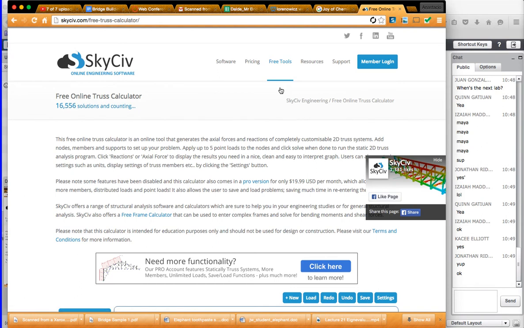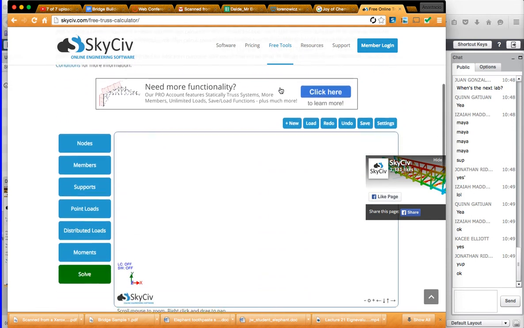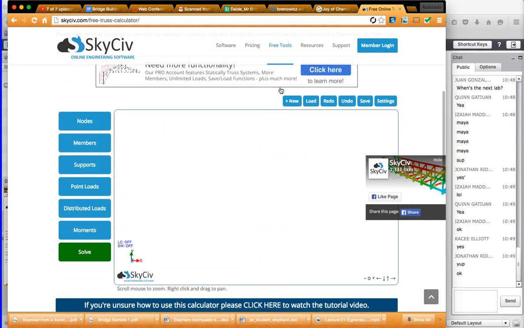Anyway, here's what the program looks like. Got it? Now, if I go back to my paper, I can easily put in all of the nodes. I can easily put in all the information for the nodes. So let's take a look at where some of those nodes are.